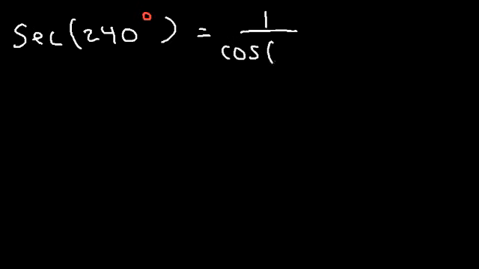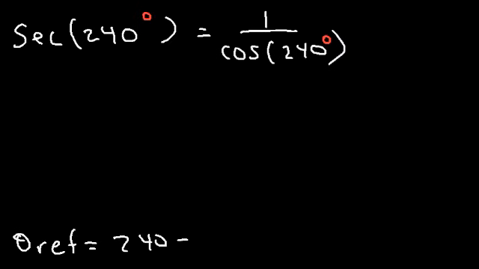Now what if you have this one, secant of 240? What would you do to evaluate this function? Well, you need to know that secant is 1 divided by cosine. So secant 240 is 1 divided by cosine 240. So we got to figure out what cosine 240 is. So we got to find the reference angle. 240 is in quadrant 3, and the reference angle is going to be the angle minus 180, which is 60.